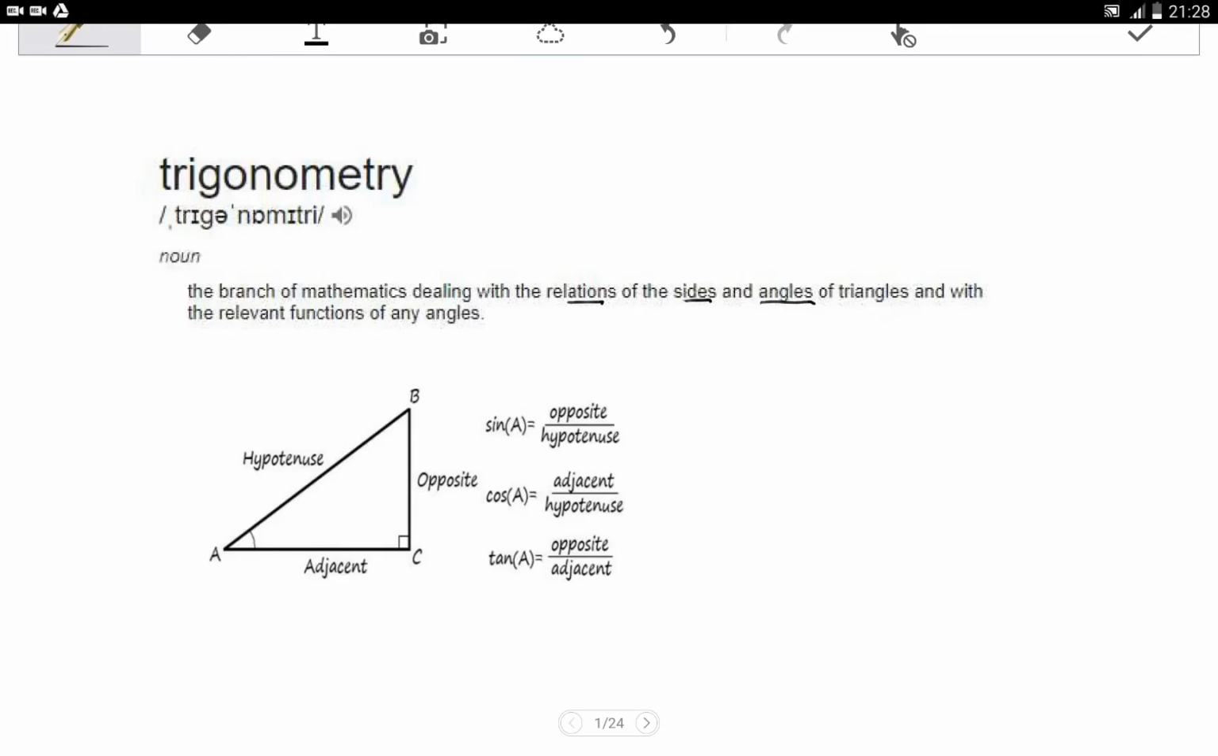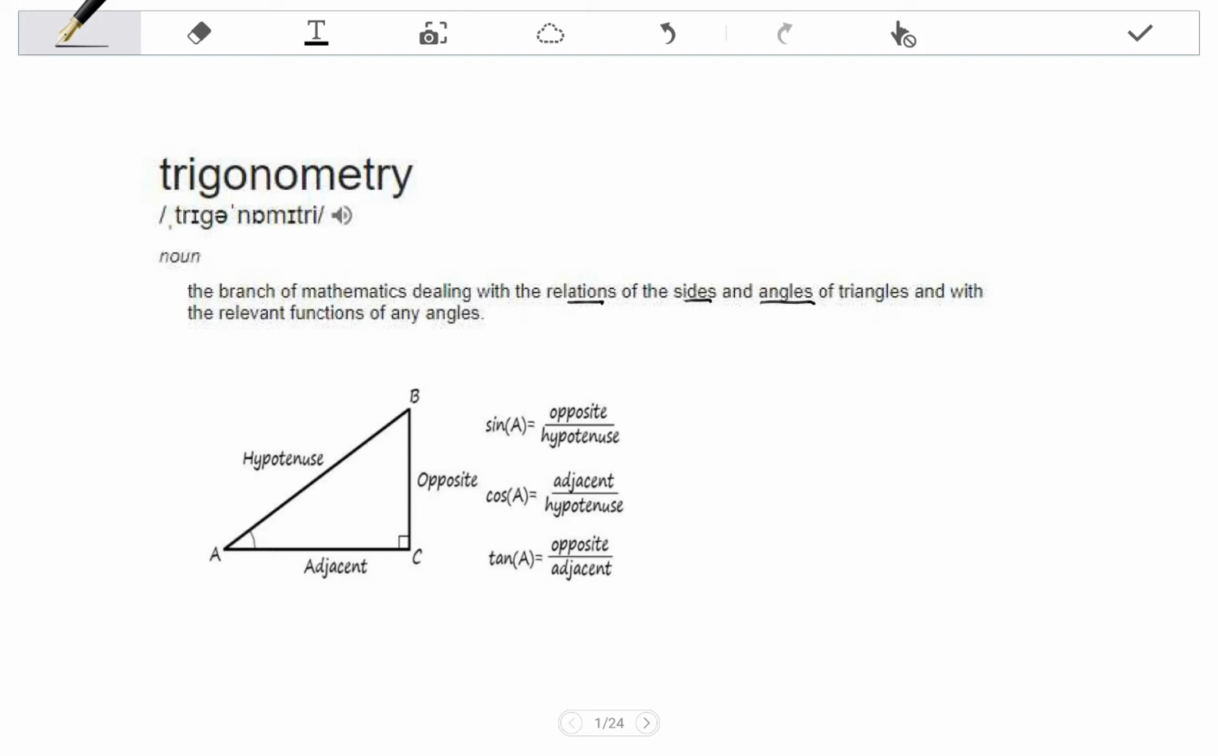In this video, we are going to revise some grade 11 trigonometry. So just a reminder that trigonometry is the branch of mathematics dealing with the relations of sides and angles in a triangle and with the relevant functions of any angles.